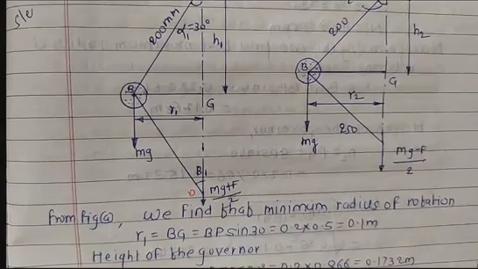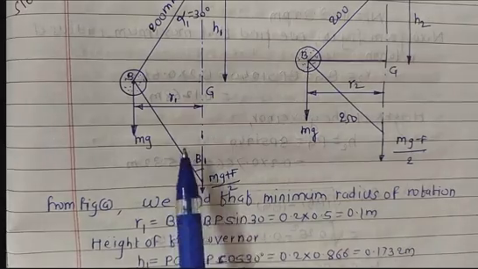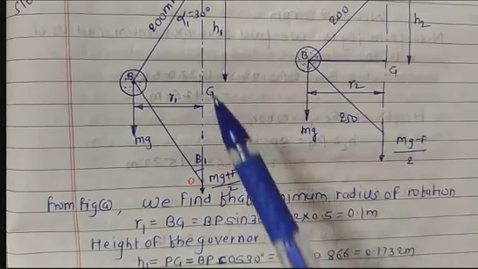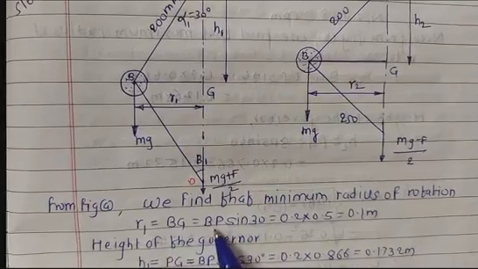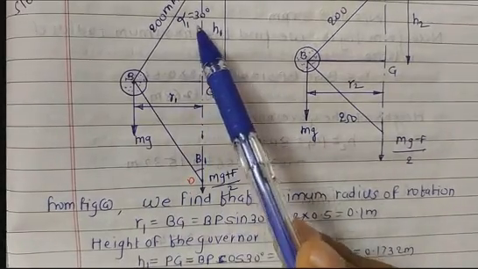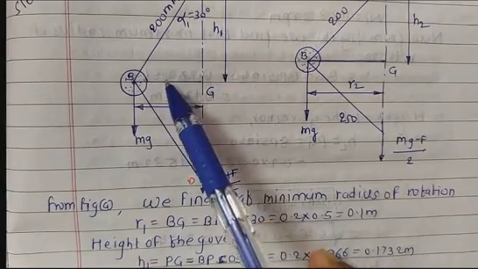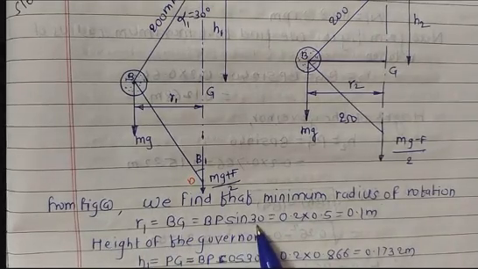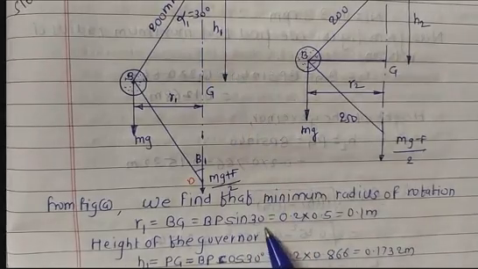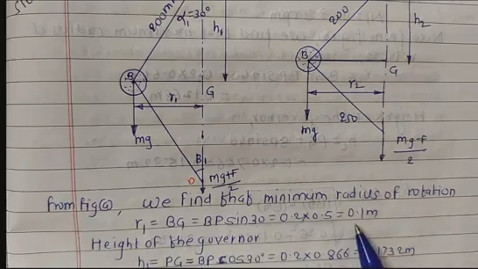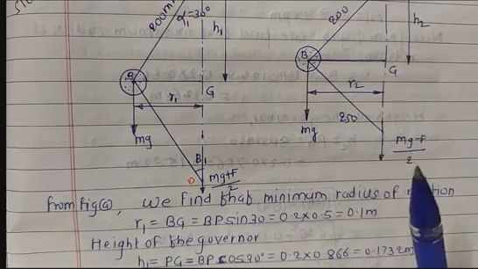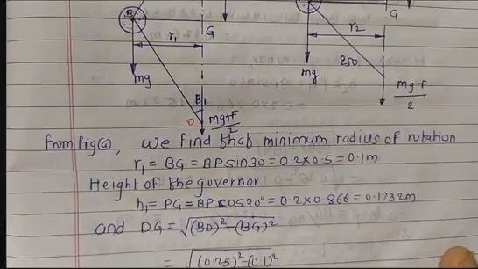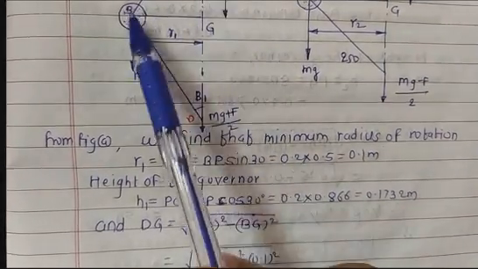First of all, get the value of this r1 by using this triangle PBG. Okay, so I can get the value for r1. We have this angle and the hypotenuse, so you can easily get the value for r1 as BP sine of 30. As this angle is given as 30, just substitute here and get the value for r1 as 0.1 meter. Then this h1 can be calculated by using the same triangle, that is BPG.